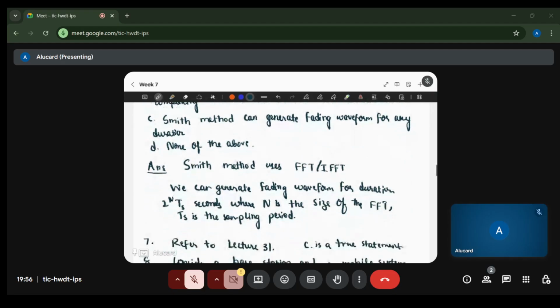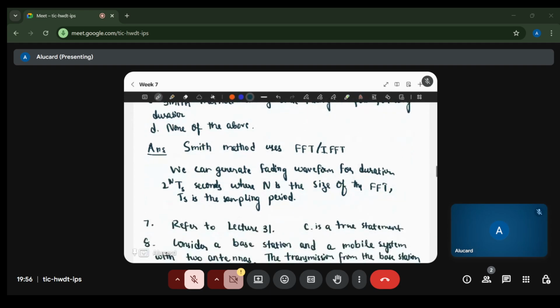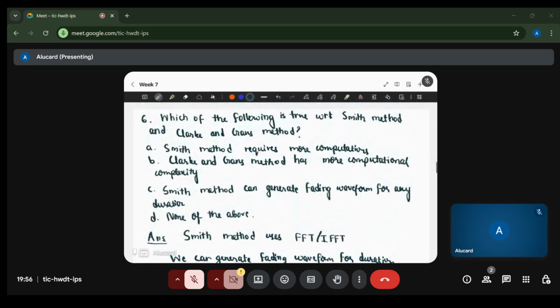Then the next fact is that using Smith method we can generate fading waveform for a duration 2^N times Ts seconds, where N is the size of the FFT and Ts is the sampling period. You can't do this for any arbitrary duration. So that rules out option C. You have to decide between option A and B and also D.